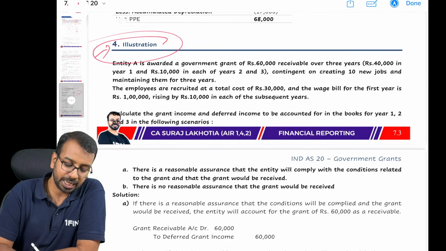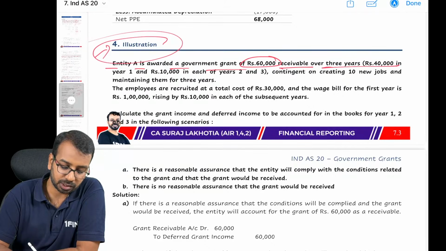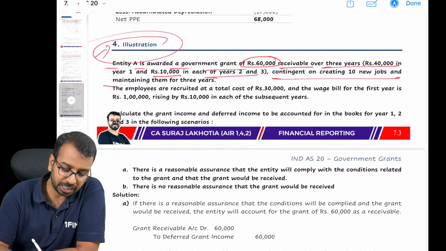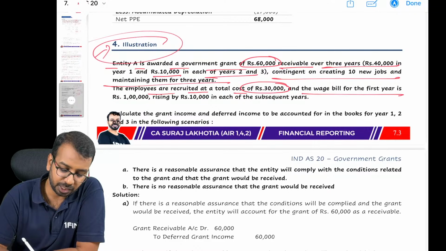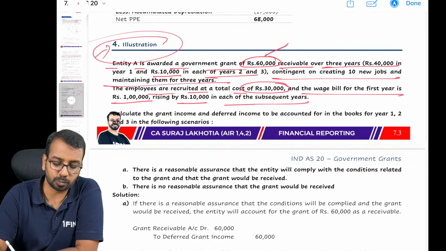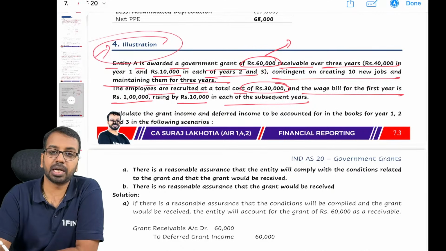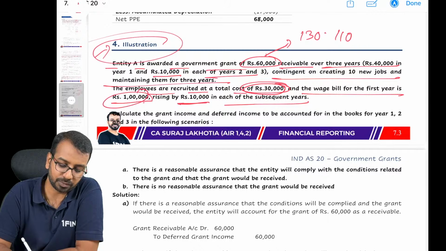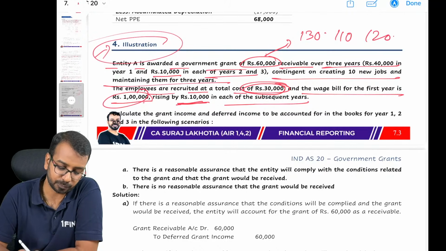Entity A is awarded a grant of 60,000 receivable over 3 years, 40,000 in year 1, 10,000 each in year 2 and year 3, contingent on creating 10 new jobs. The employees are recruited at a cost of 30,000 and the wage bill for the first year is 1 lakh, rising by 10,000 in the subsequent year. Now grant is how much? 60,000. You have to allocate it in the ratio of expenditure: first year 1 lakh 30,000, second year 1 lakh 10,000, because 1 lakh is the wage bill plus 10,000, third year 1 lakh 20,000.